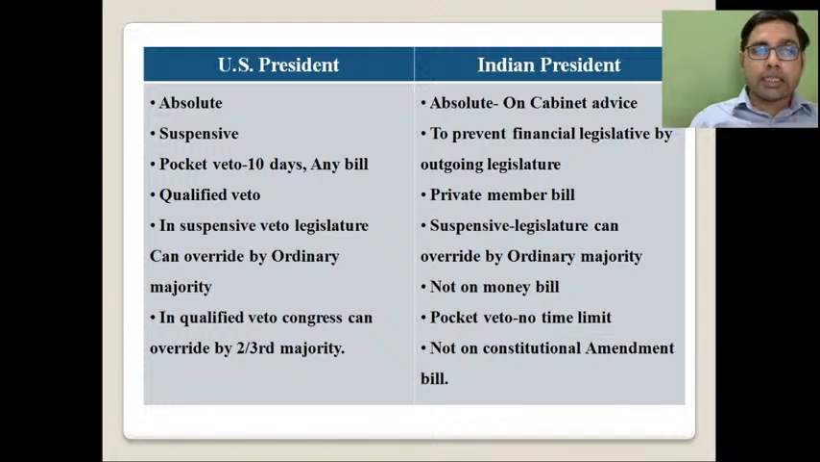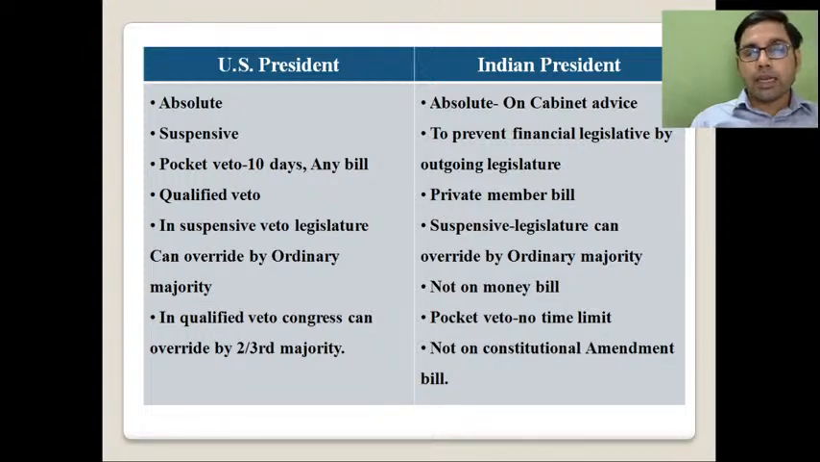So here it is similar to that of the US president, as you may see on your screen, that in case of suspensive veto, a legislature can override a presidential objection by an ordinary majority, but such suspensive veto cannot be exercised in case of a money bill. That you have to keep in your mind. Why, friends? Because a money bill was introduced on the recommendation of the president only.